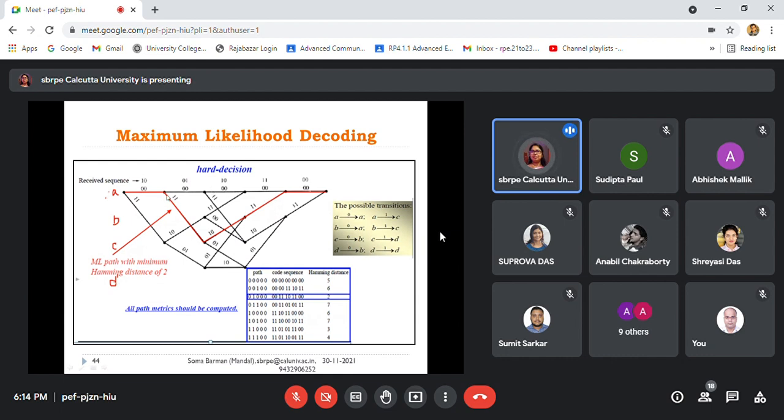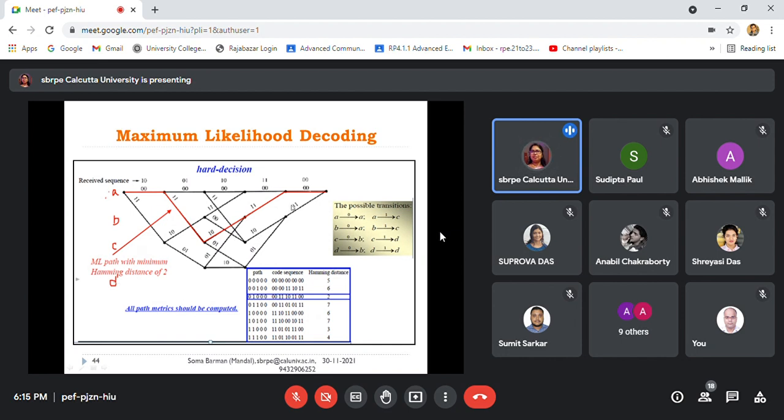So for this path, what is the distance between the received code word and this path? Here is 1, then 1, so 1 plus 1 is 2, again the difference is 1, means 3, here is 2, 3 plus 2 is 5, so the Hamming distance is 5. So the code word 0 0 0 0 0 0 from your received code word, the Hamming distance is 5.